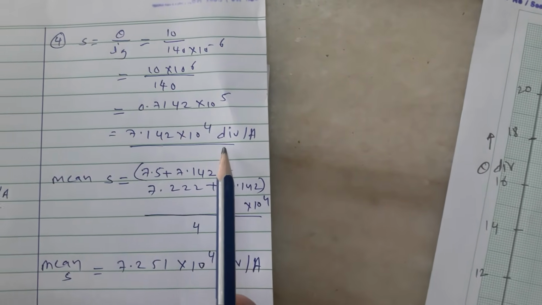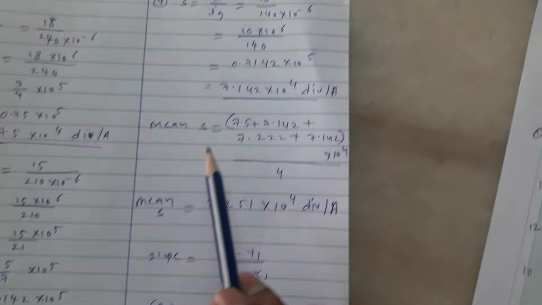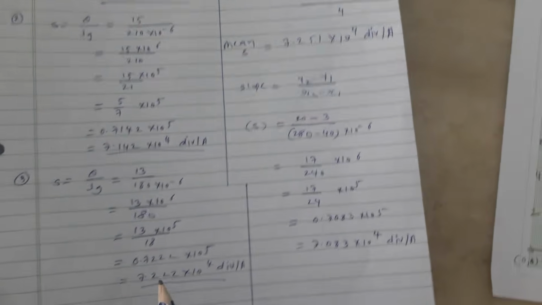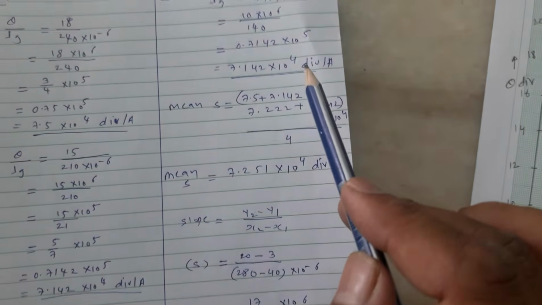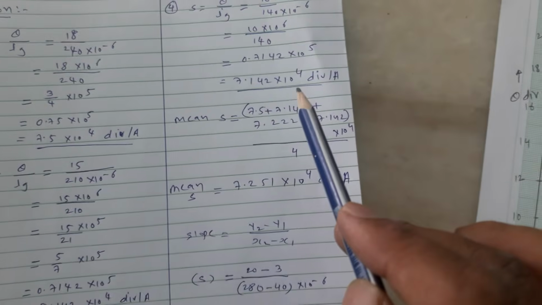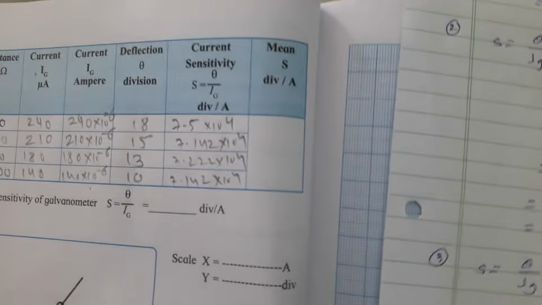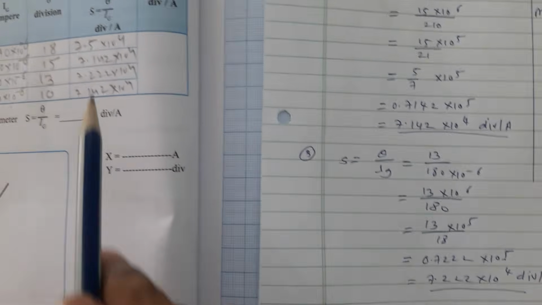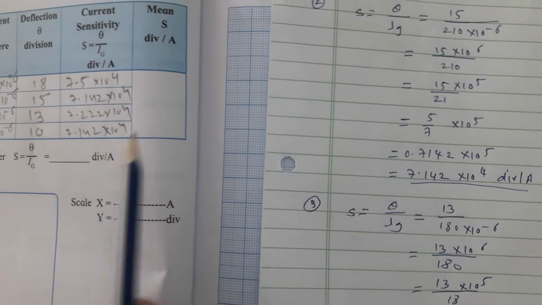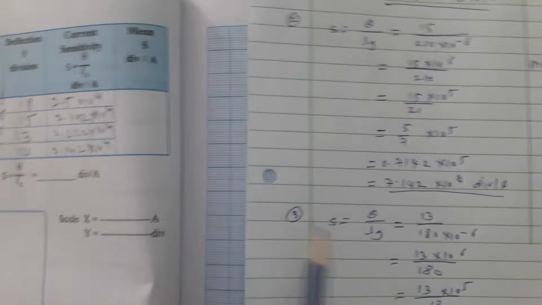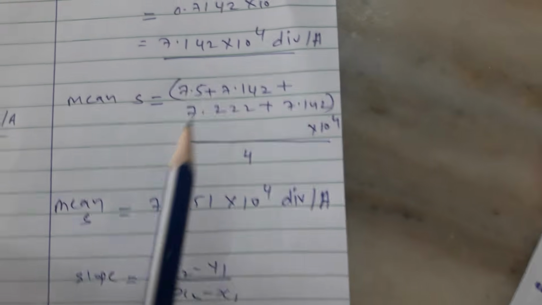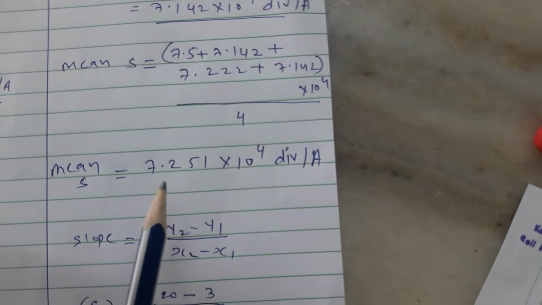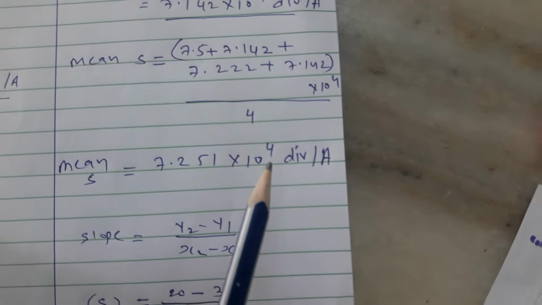Then we require the mean. Mean means of all four, first, second, third and fourth. We'll calculate the mean. We'll write all these values in a table first. So we wrote all values here, first, then second, third and fourth. Now we have to calculate the mean of all these four: add all four and divide by 4. So here we added all 4, took 10 raised to 4 common, dividing by 4. The answer is 7.251 into 10 raised to 4 division.